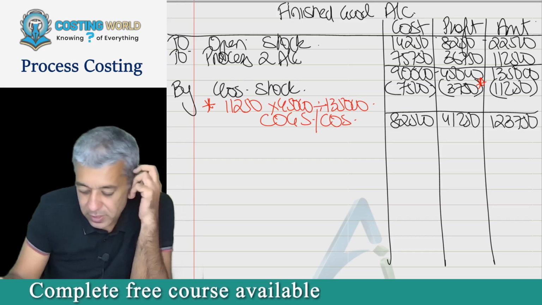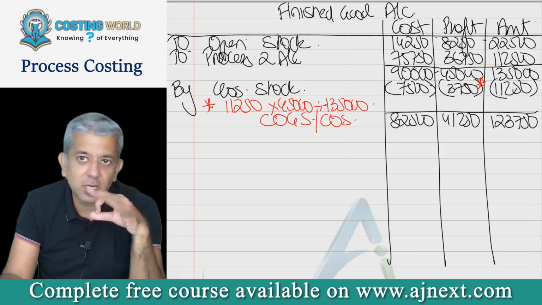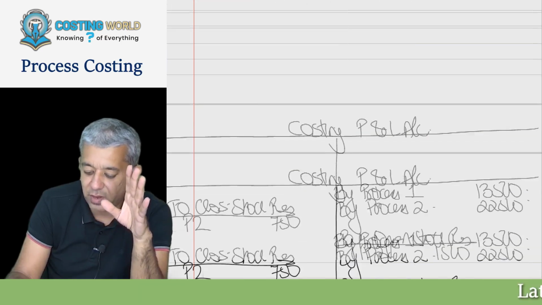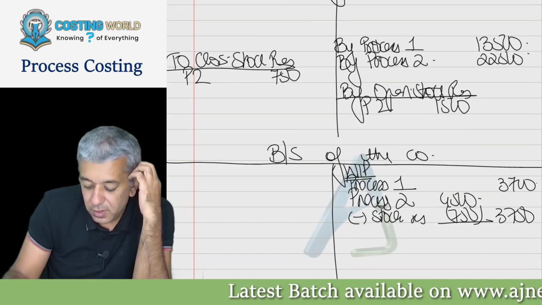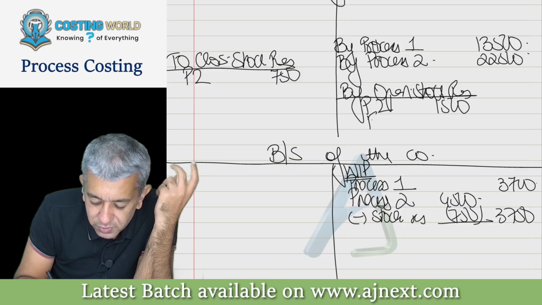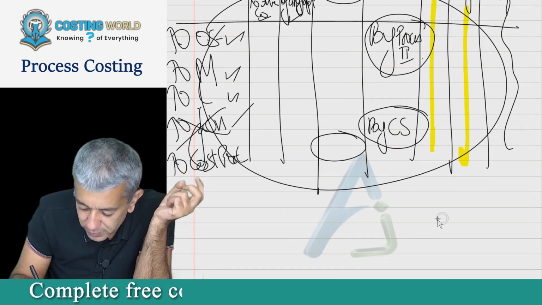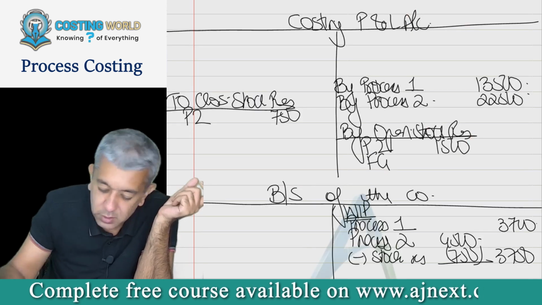Done. Now see, the finished goods account is also over. Just wait. I'm putting the transactions everywhere, wherever I think it is required. Opening stock reserves. Finished goods opening stock. Now I'm rubbing out this page also. I don't require this.